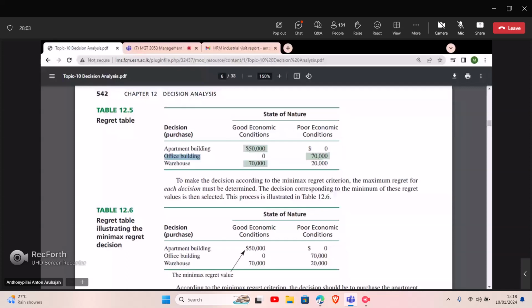So the regret table illustrates the minimax regret criterion. According to the minimax regret criterion, the decision should be the apartment building and an office building.